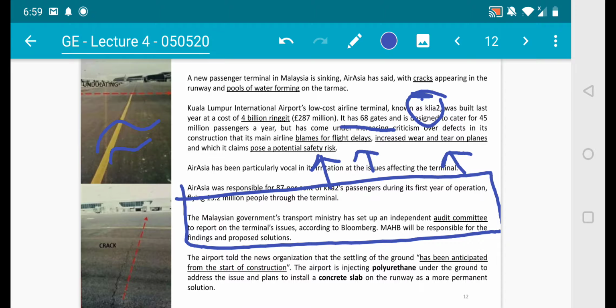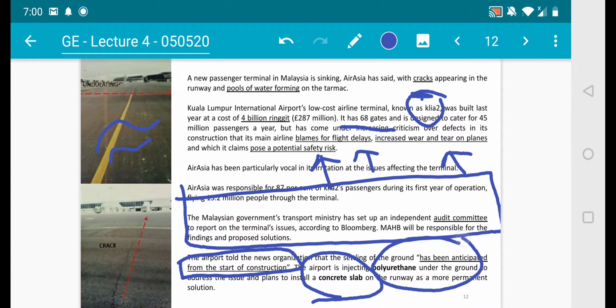And lastly, the airport told the news organization that the settling of the ground has been anticipated from the start of the construction. The airport is injecting polyurethane under the ground to address the issue and plans to install a concrete slab on the runway as a more permanent solution. So from here, you have wasted a lot of resources. You construct in the first place, it doesn't work, problems coming in.